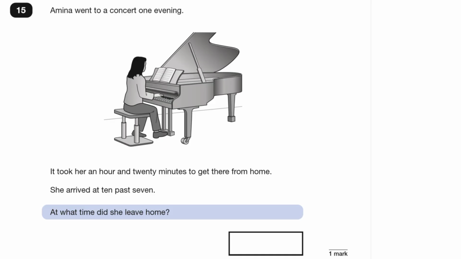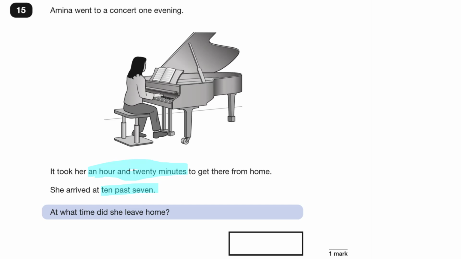Question 15. Amina went to a concert one evening. It took her an hour and 20 minutes to get there from home. She arrived at 7:10. At what time did she leave home? That's the first part of this question. There is another part which I will zoom down to after we've done this.